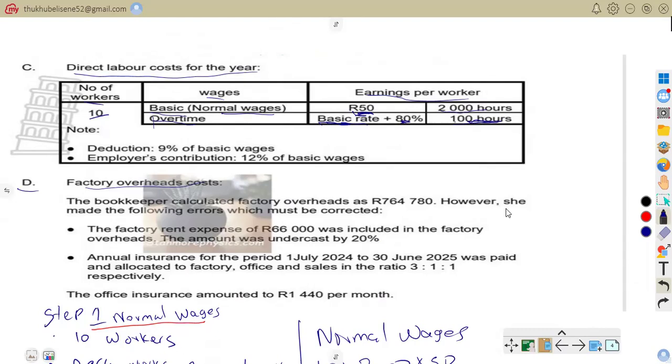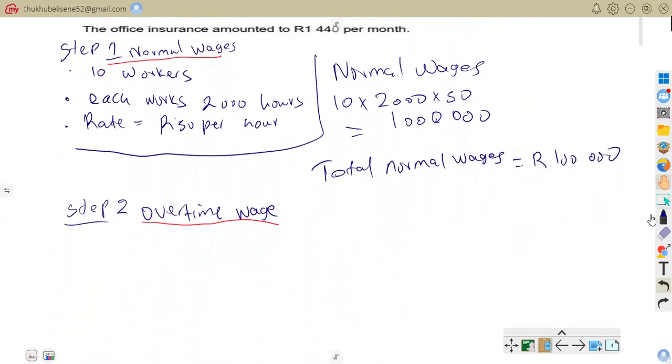So our overtime rate is 50 Rand plus 80%. 50 Rand is a basic rate. So you're going to say overtime rate is equal to 50 plus 80% of 50. Let me write it so that it can be clear. On step 2, we are saying our overtime is equal to 50, that is a normal rate, plus 80% of 50.